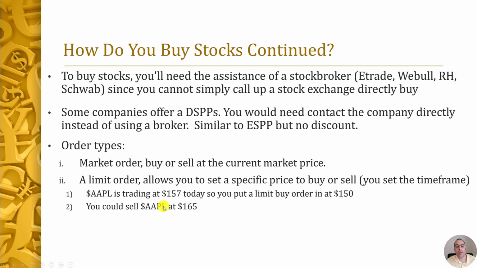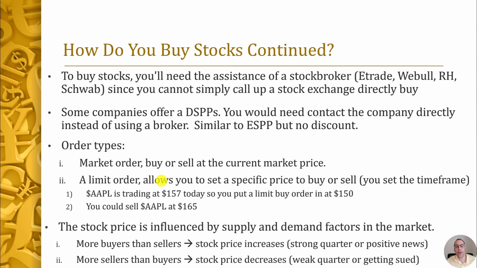And you could put a sell limit order at 165 for Apple. So if the price gets up to 165, then you'll sell your stock. But if Apple stock crashes a lot, it goes down to 120, then you may lose out because you could have sold it at 157, but you put that limit order in.